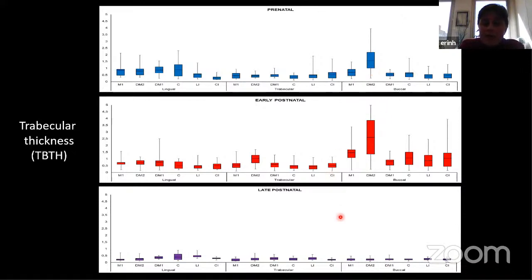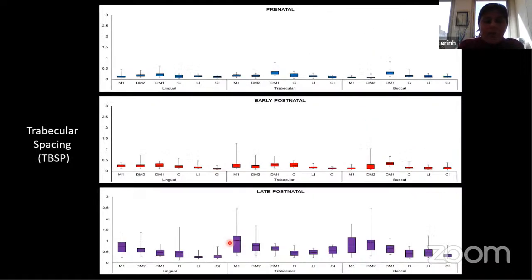In much the same fashion as we saw with the trabecular number, with the trabecular thickness our late prenatal and early postnatal groups had a significant degree of variance, whereas the late postnatal group really didn't have much variance at all. It almost appeared as if trabecular thickness had been established in the bone and this was it going forward.